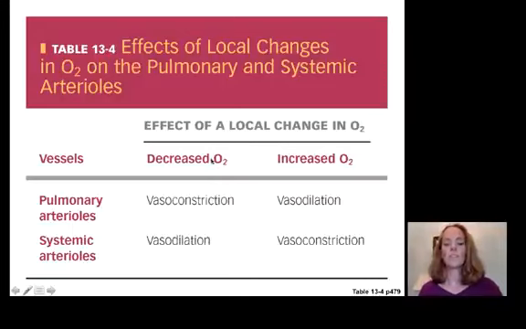So low oxygen can cause vasoconstriction if it's in the pulmonary arterioles. Low oxygen can cause vasodilation if it's in the systemic arterioles. So vasoconstriction in the pulmonary arterioles will slow down the blood flow and allow for more oxygen exchange to happen. That's different than what would happen out in the body, where low oxygen will increase blood flow to the tissues, because low oxygen in the tissues is saying the tissues are using too much, right? And that's different than not having enough exchange.